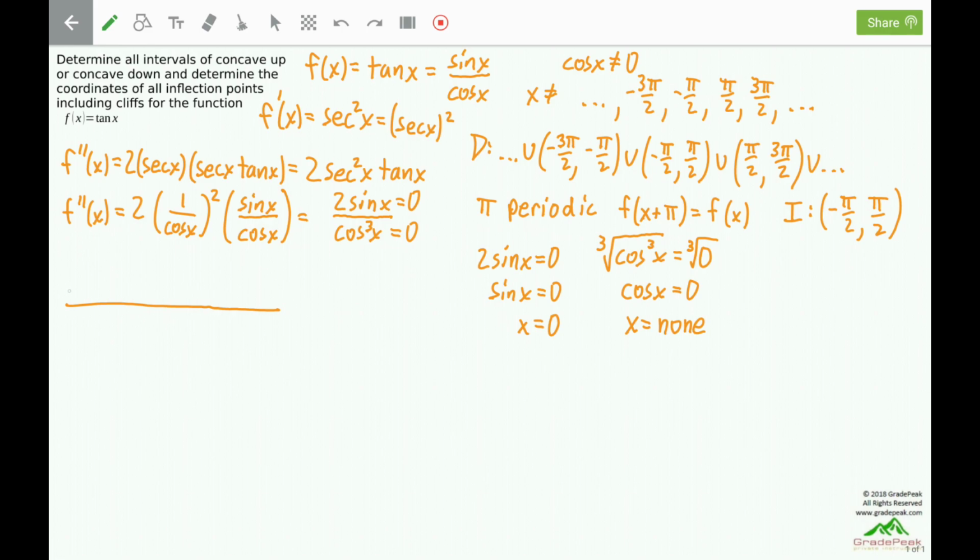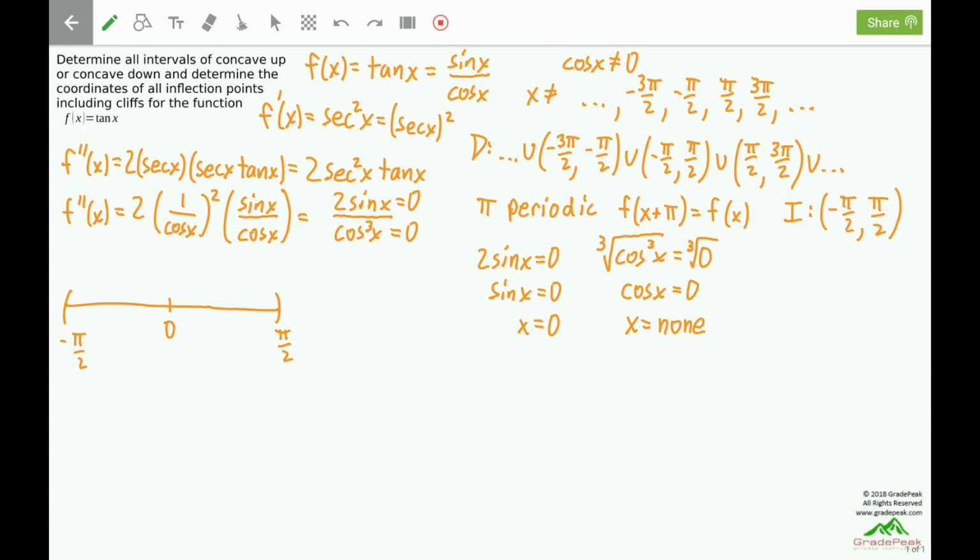It begins at negative pi over 2, though it does not include it, round bracket. It ends at positive pi over 2. It does not include it, round bracket. And put any candidate numbers on here. We have x equals 0 is the only candidate number. It splits the interval into 2 separate intervals.